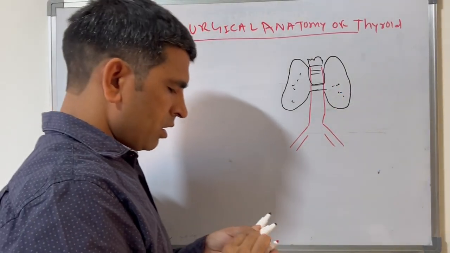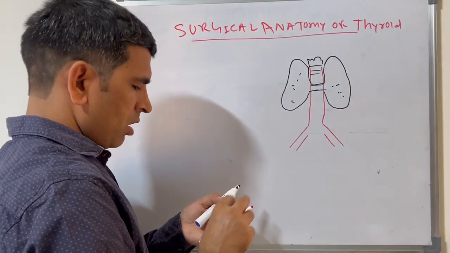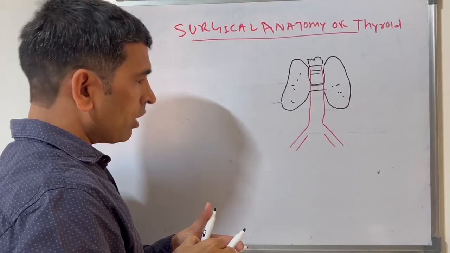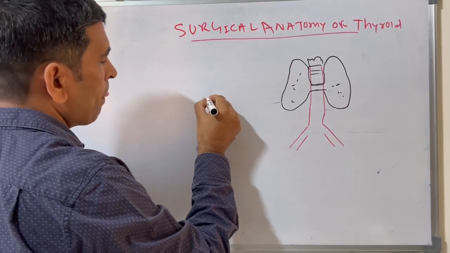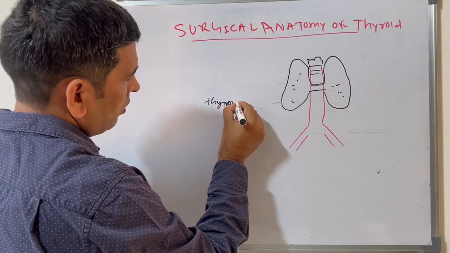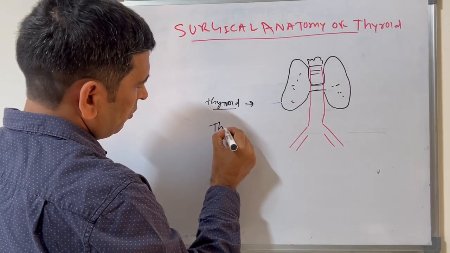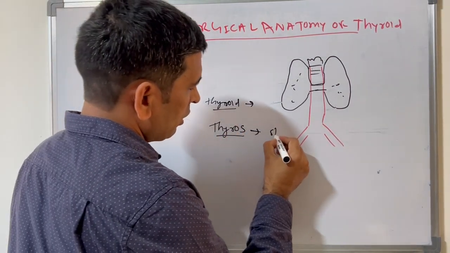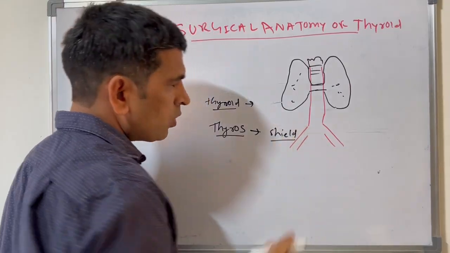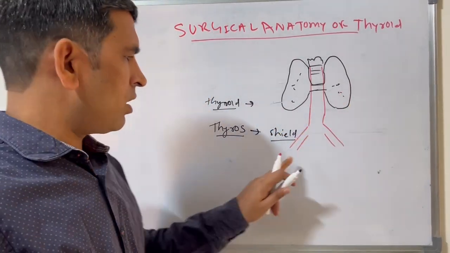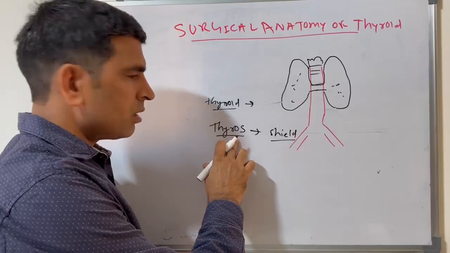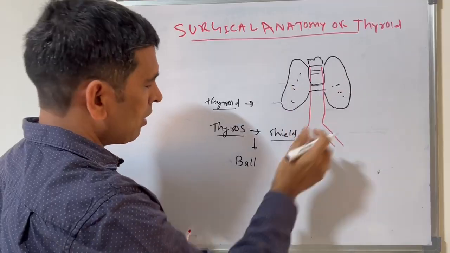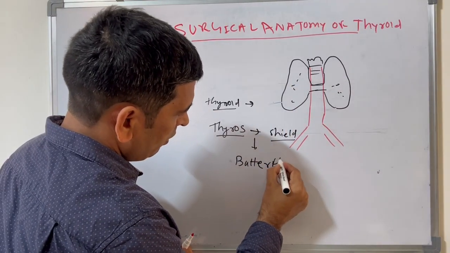Why is this thyroid gland called thyroid? It comes from thyros. Thyros is a Latin word that means shield. So this is a shield-like structure coming from the Latin word thyros. It is butterfly shaped. You can see this is like a butterfly.